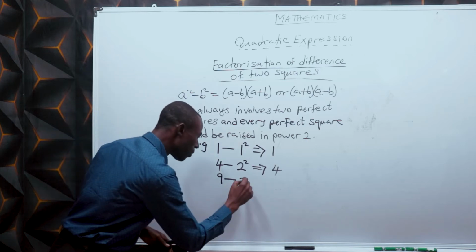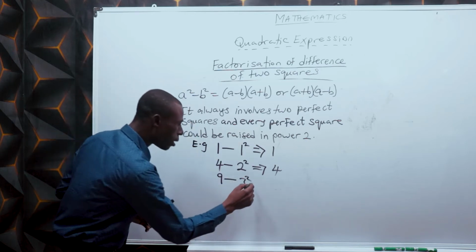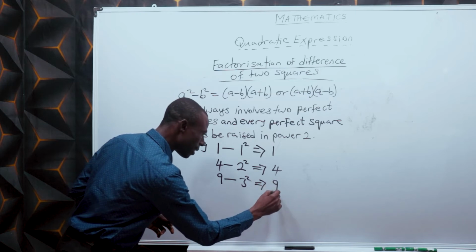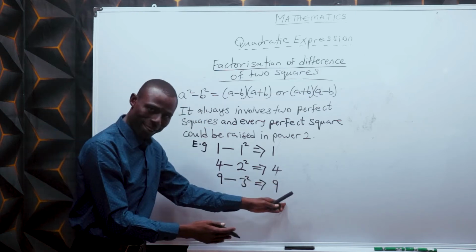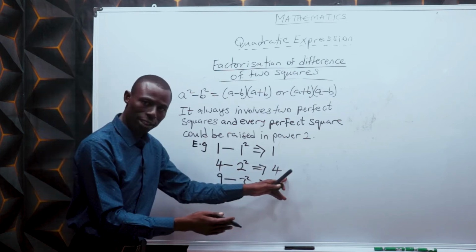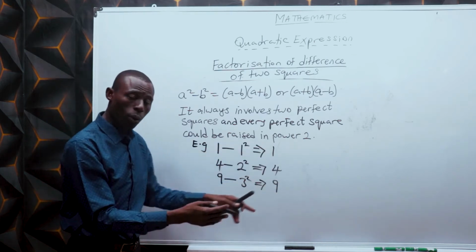9 could be raised as 3 squared. And don't forget, 3 squared is 9. You can see we start from 9, we end at 9. We start from 4, we end at 4.